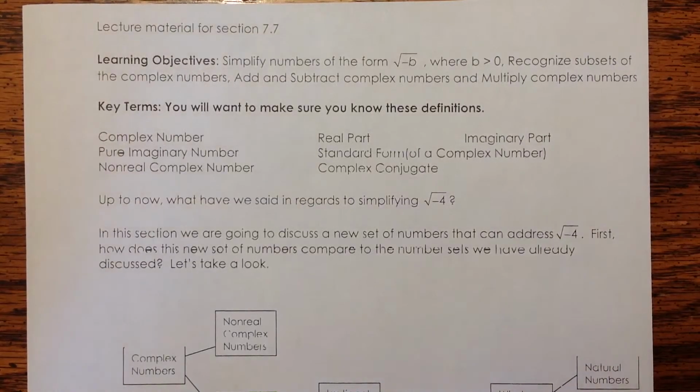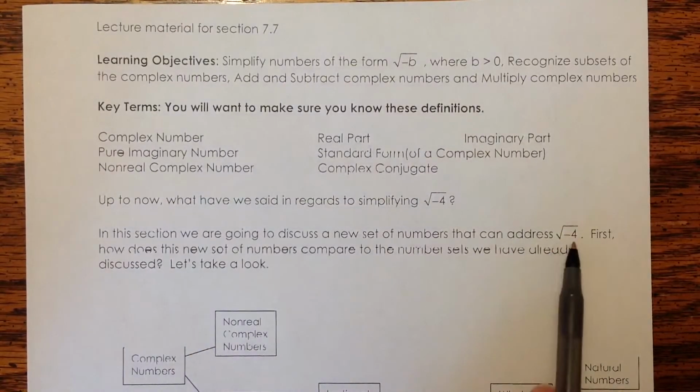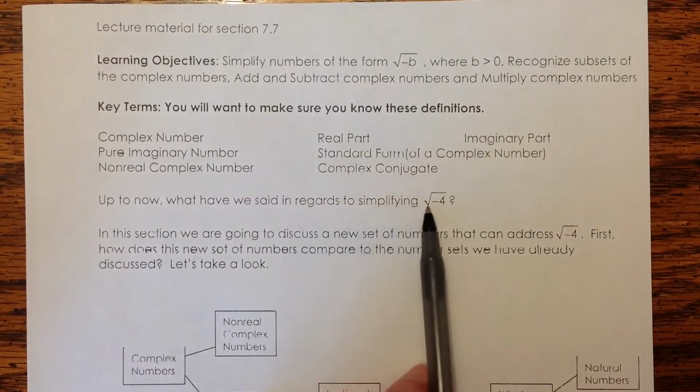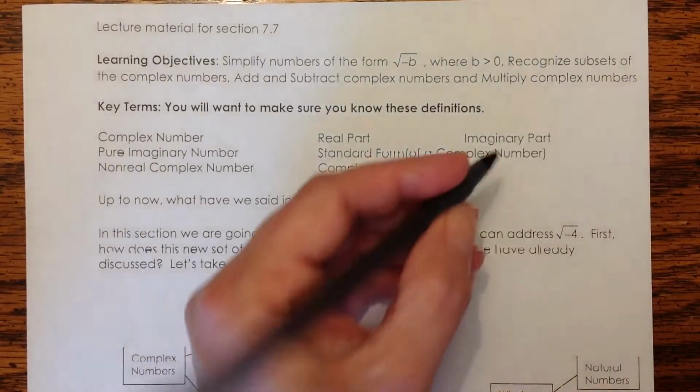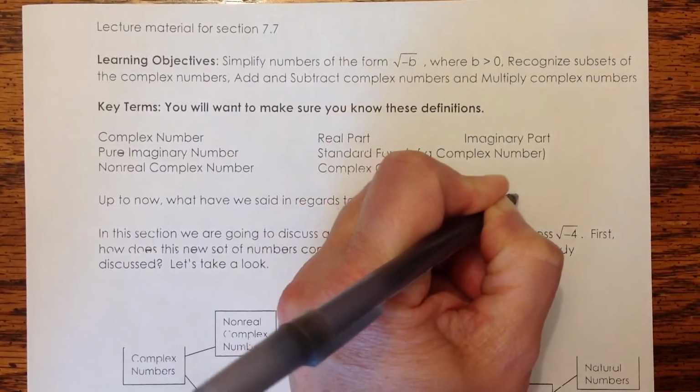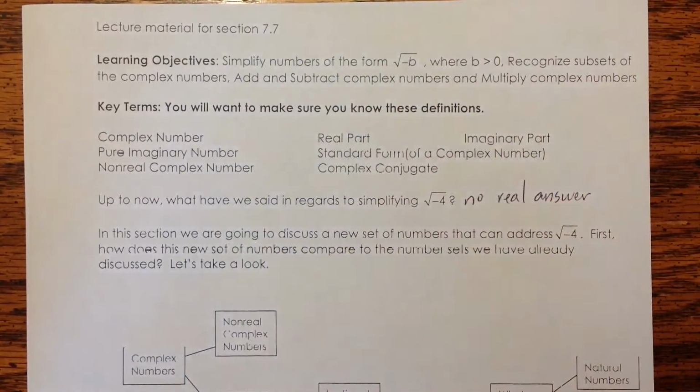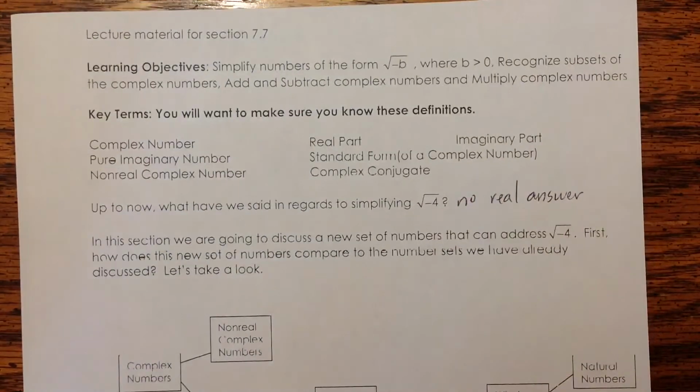All right, we're finishing up Chapter 7, looking at 7-7. And we're going to incorporate a new set of numbers. We're going to look at the complex numbers so that we can take the square root of a negative number. So up to now, what have we said in regards to simplifying the square root of -4? We have said no real answer. And that is true. On our known number line, there is no answer. But we're going to move to a bigger number line called the complex numbers.